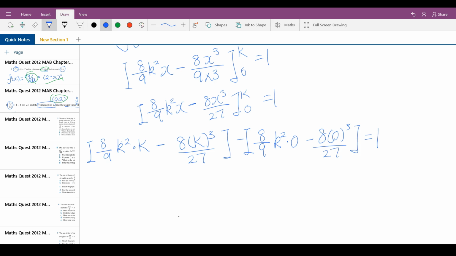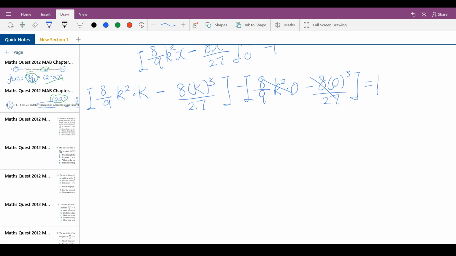Now we know everything in here just becomes zeros, so I'm not going to write that down. What's interesting here is 8 over 9, this is k cubed now, minus 8 over 27 k cubed. Oh, my k should be the same, over 27 equals 1.